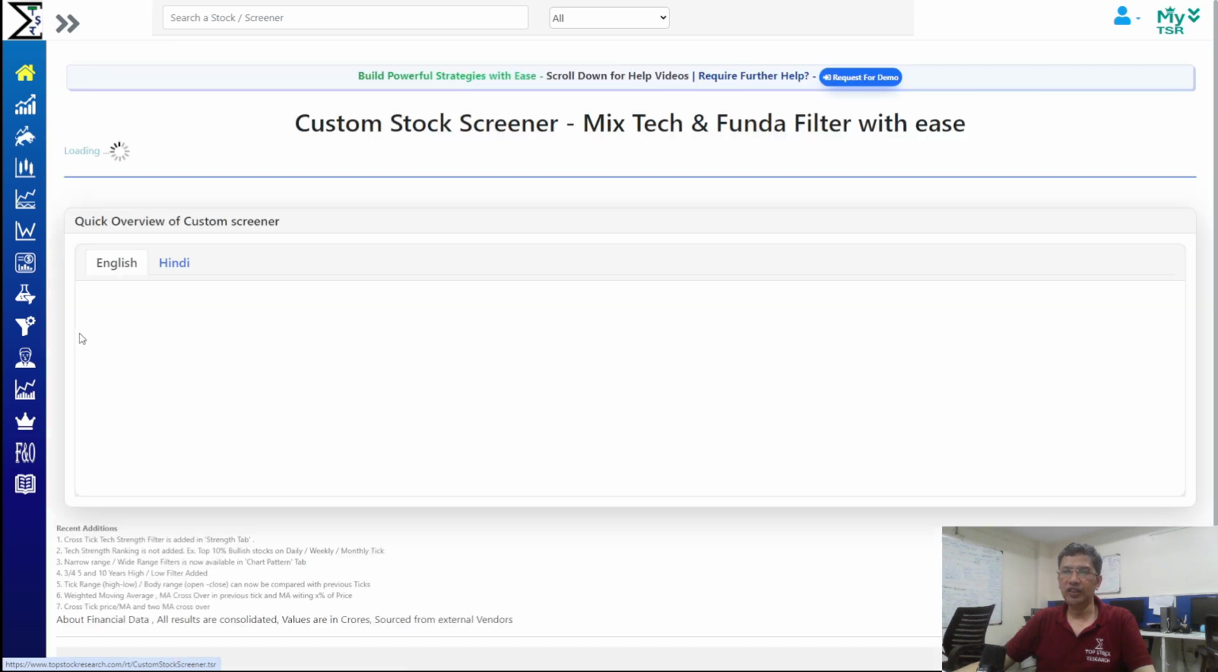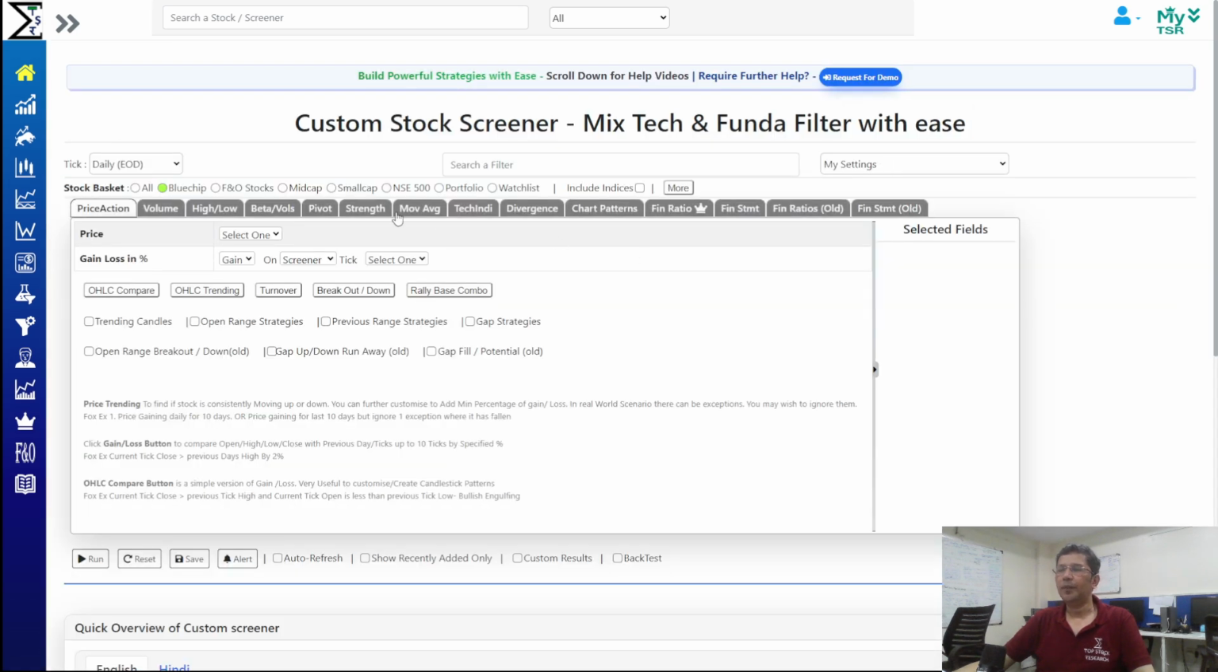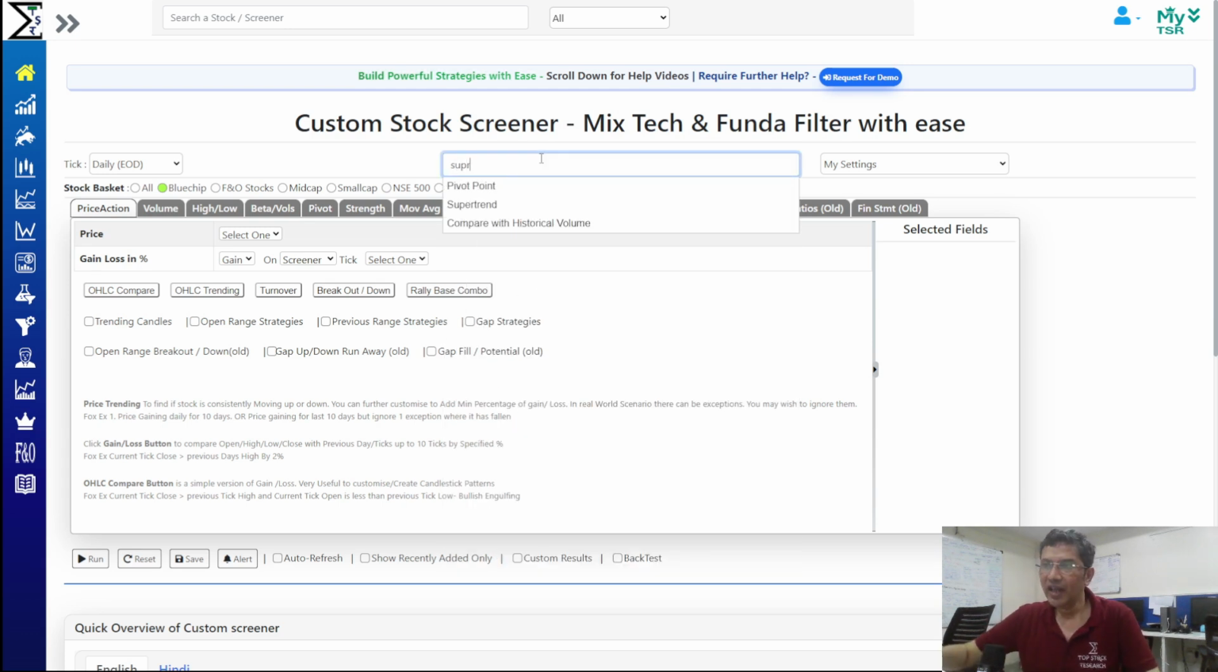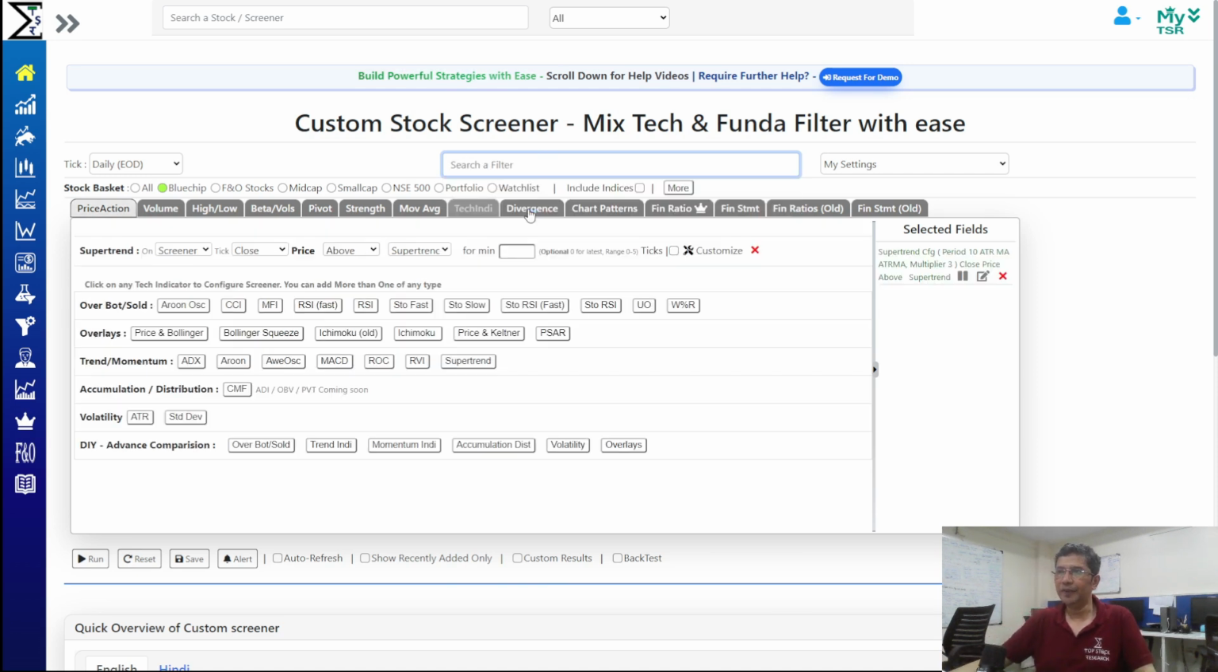we go into custom screener. In custom screener, there are a lot of different options available. Sometimes it's a little overwhelming. If you are looking for a direct indicator, you just type "super" here, and it will directly take you to the Supertrend indicator. This indicator is there.